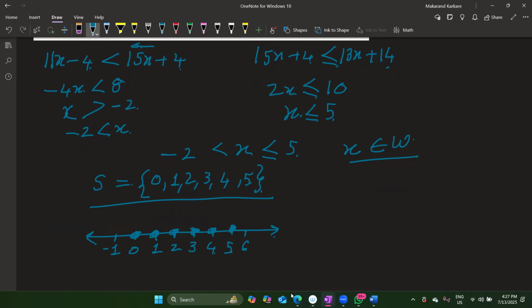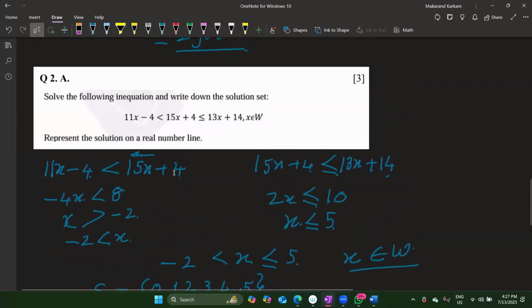Yes, Soham? And in the question you had mentioned represent them on a real number line. So fine. I also took the solution set as minus 1, 0, 1, 2, 3, 4, 5. See what is given in the question. Why do I say real number line? Because it is a real number line. When you are clearly given that the domain or the replacement set is only whole numbers, how can you get anything in the solution set which is not a whole number?